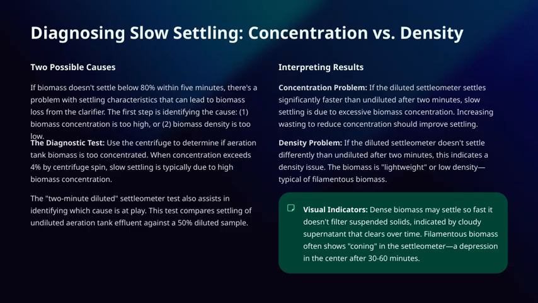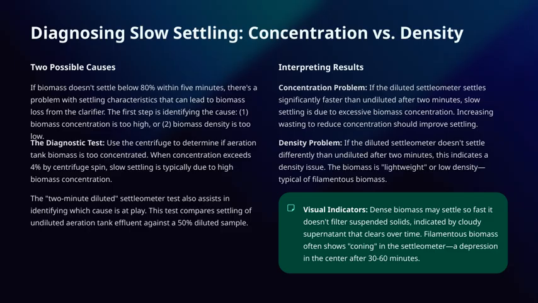By spinning a sample from the aeration tank, if the concentration exceeds 4%, slow settling is usually due to high biomass concentration. This helps us pinpoint whether excessive solids are the issue. Another useful tool is the 2-minute diluted settleometer test. This test compares how quickly the undiluted effluent settles versus a sample that's been diluted 50%. It provides insight into whether the problem stems from concentration or density.